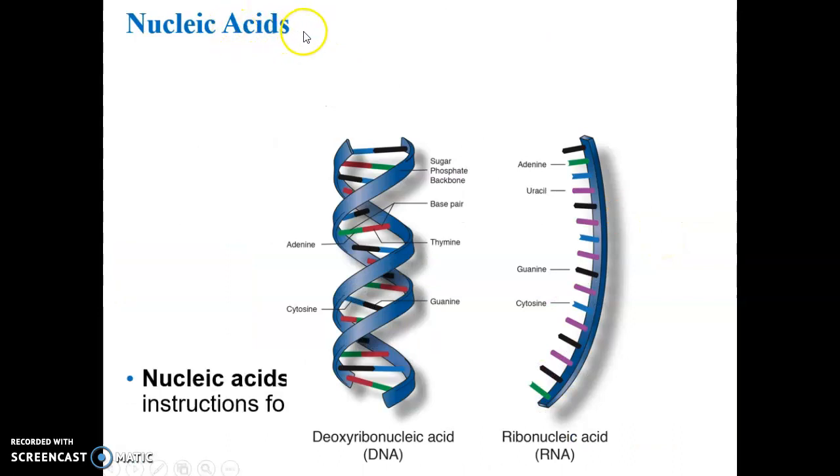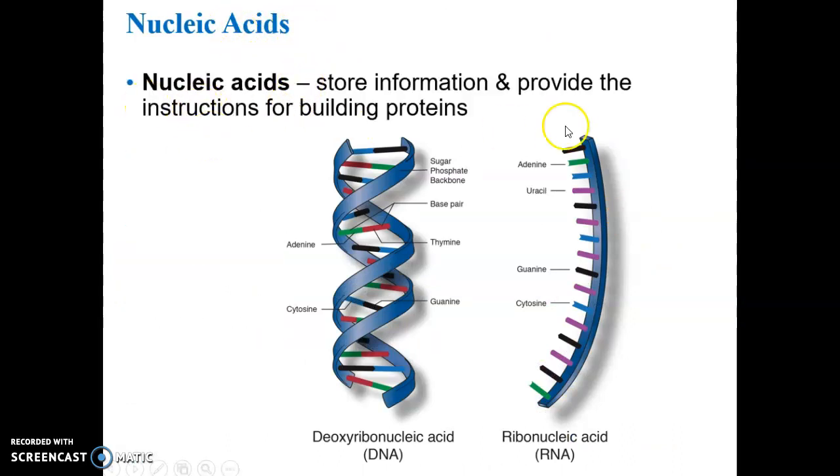Okay, let's move on to the nucleic acids. So nucleic acids store information and provide the instructions for building proteins. So the two nucleic acids are DNA, deoxyribonucleic acid, and RNA, which is just ribonucleic acid.